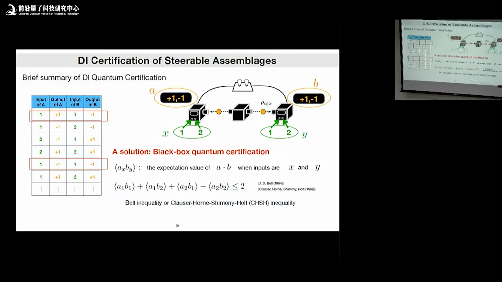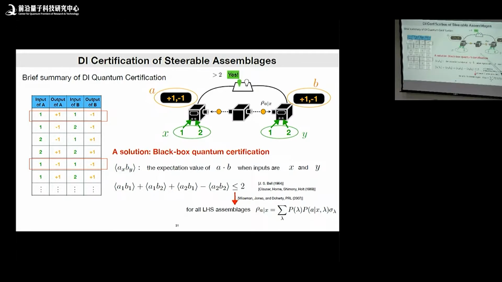Today, I will not talk about the idea behind it, but I will just show you how to use the inequality to verify quantum steering. In 2007, Wiseman, Jones, and Doherty showed that this inequality should hold for all local hidden state assemblages. So this means that once we obtain a violation, we can judge that the underlying assemblage must be steerable. Otherwise, we are not sure what is happening on these assemblages.